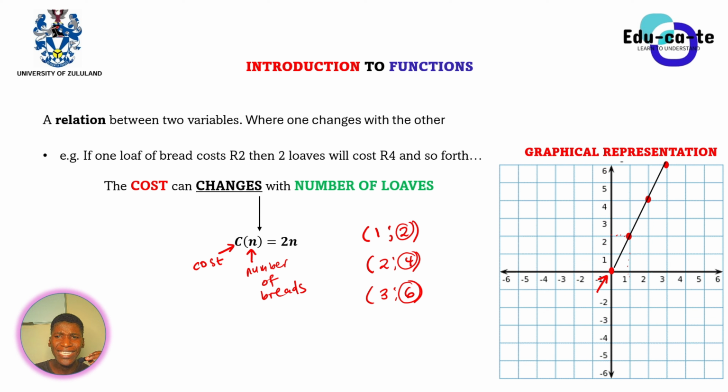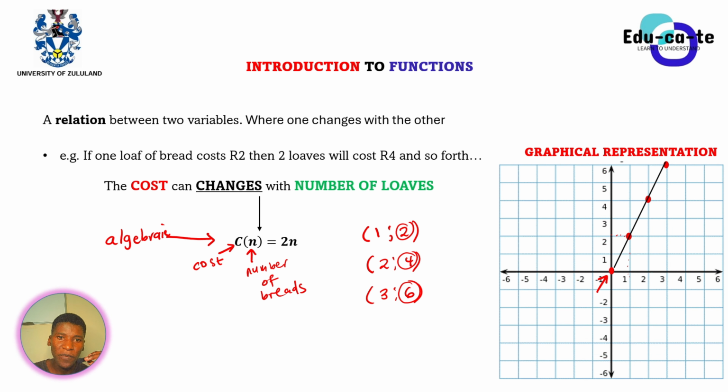So basically, this is a graphical representation of a function. And then this equation, C(n) given by 2n, is actually an algebraic representation of a function. So when you're saying that we are representing a function algebraically, it just simply means that we are writing the relationship between those two variables using a number.